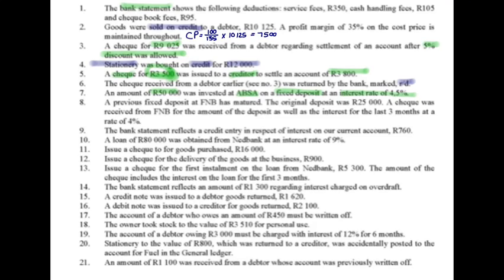Number 8, the previous fixed deposit at FNB has matured. Matured means that it's expired, so it's been paid back to us. The original deposit was 25,000 Rand, and a check was received from FNB with the amount of the deposit as well as interest for the last 3 months at a rate of 4%. So if we work out the interest first, interest is very simple. It's 25,000 times 4% times 3 over 12 months. That leaves you with an amount to be paid of 250 Rand.